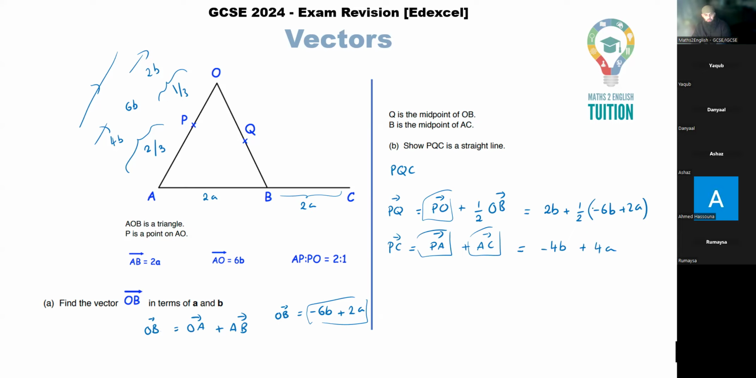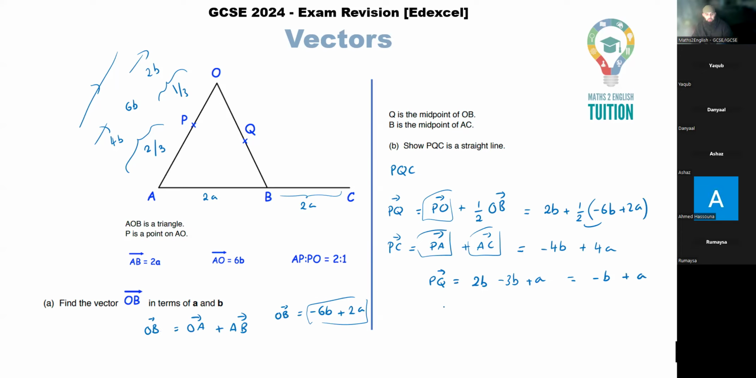So now let's just solve this one. PQ can be solved into the following. We got 2B plus half times minus 6, which is minus 3. So that gives minus B, and half times 2 is A. So I can simplify this as minus B plus A. Sorry, it's not minus A, it's plus A.